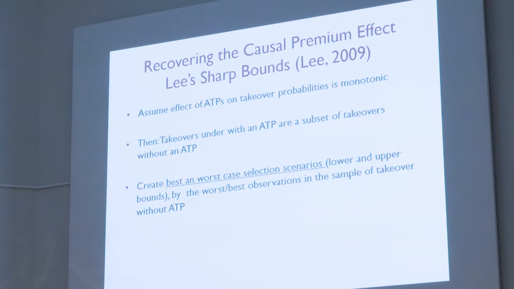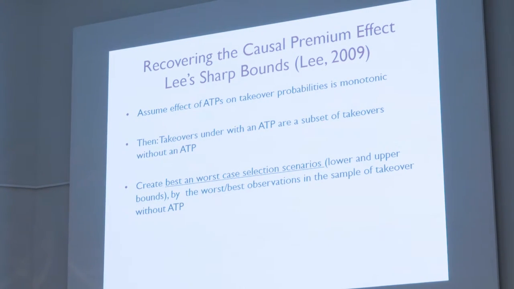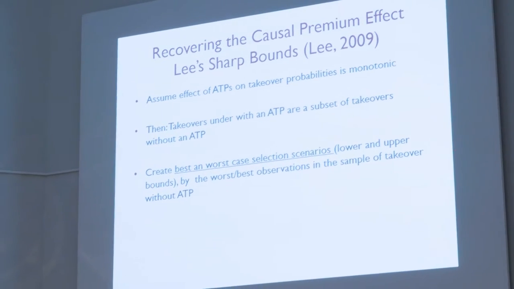And here I'm going to use another different technique. The idea here is, suppose that the effect of ATPs on takeover probability is monotonic, that they either increase or decrease takeovers, or zero, right? Now, if I drop an anti-takeover provision, the set of firms that merge is a subset of the firms that would have merged anyway, right? So I can bound the best and worst case scenario of selection.